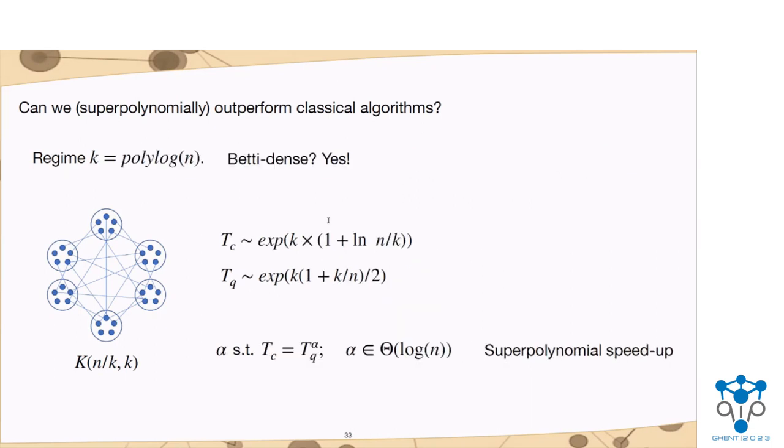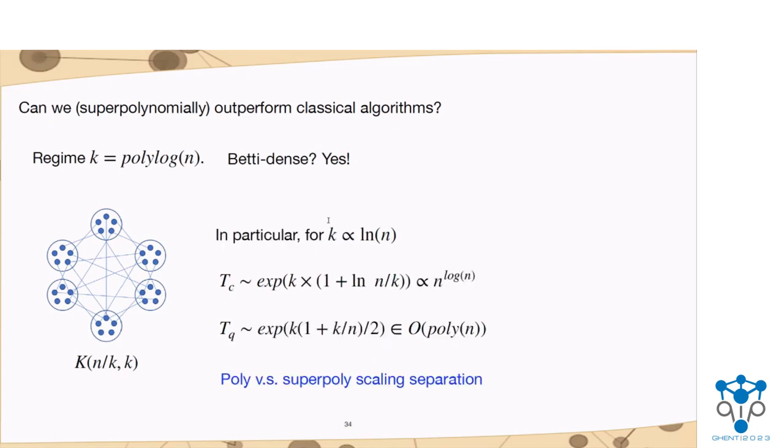However, if we switch to the polylogarithmic regime, then it works. Then we find that the classical runtime can be expressed as the alpha power of the quantum runtime, where alpha actually scales in n. So it's a true super polynomial speedup. And for the particular case where k scales as the logarithm of n, we get a polynomial runtime for the quantum algorithm and super polynomial for the classical, which is somehow what we're hoping to find.